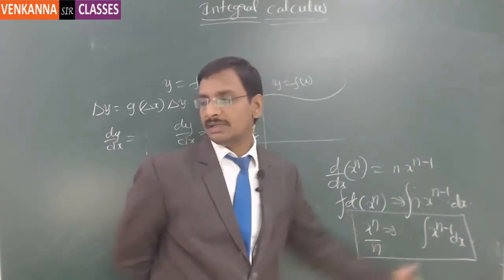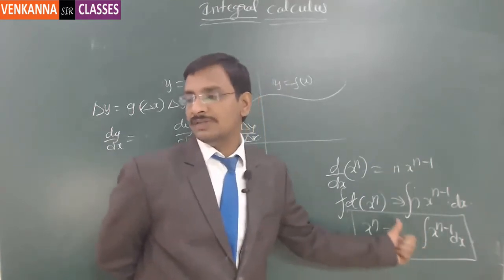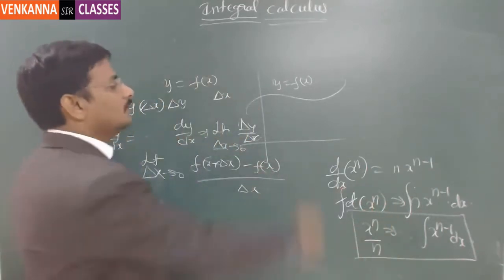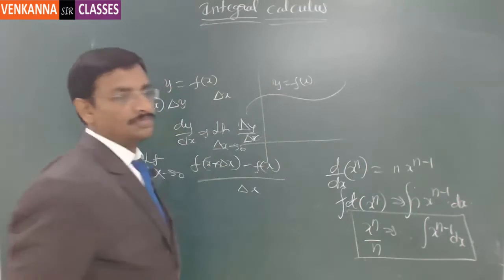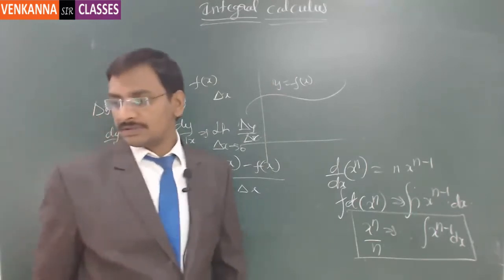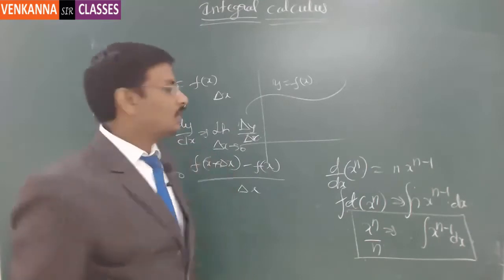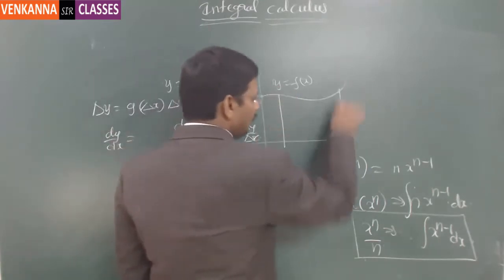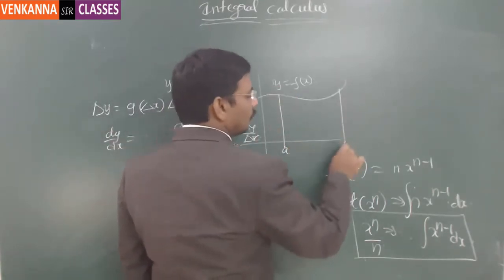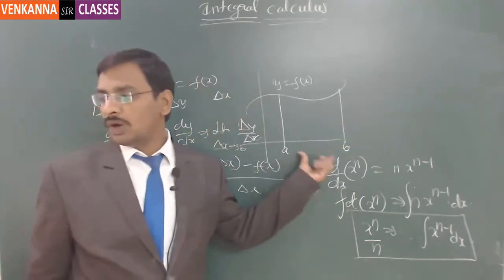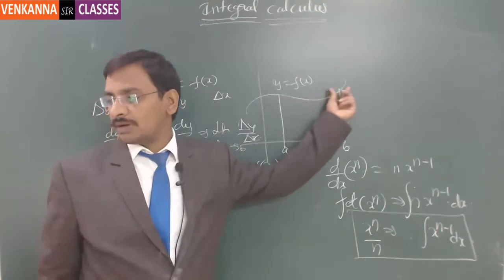Now, let us interpret physically what is happening in this. Let us take a simple function y is equal to f of x. And y is equal to f of x is nothing but a functional relation between x and y. Now, let us take it between two different limits, from a to b. So from a to b, you are trying to plot this particular graph like this.